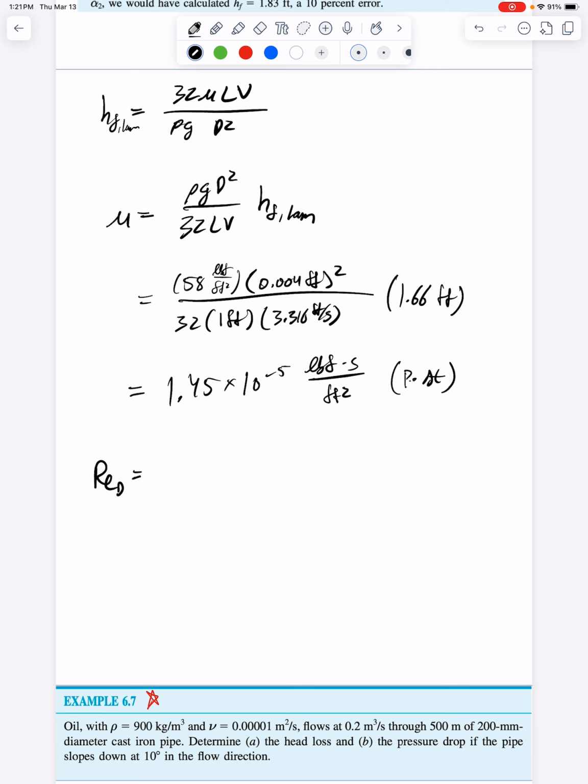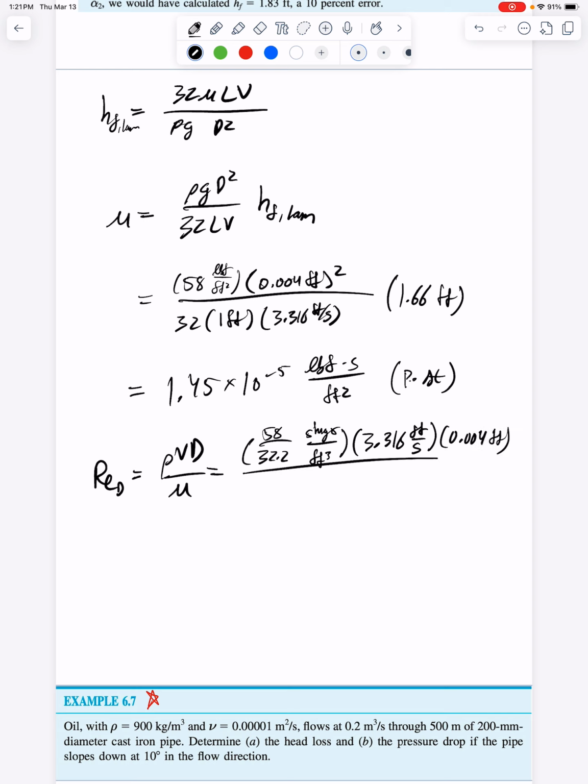Reynolds number for pipes is rho v d over mu. So rho is 58 divided by 32.2, which gets you slugs per cubic feet, velocity v is 3.316 feet per second, times 0.004 feet, divided by mu, 1.45 times 10 to the power negative 5 feet squared per second. Therefore, Reynolds number is going to be equal to 1,650, less than the critical number.